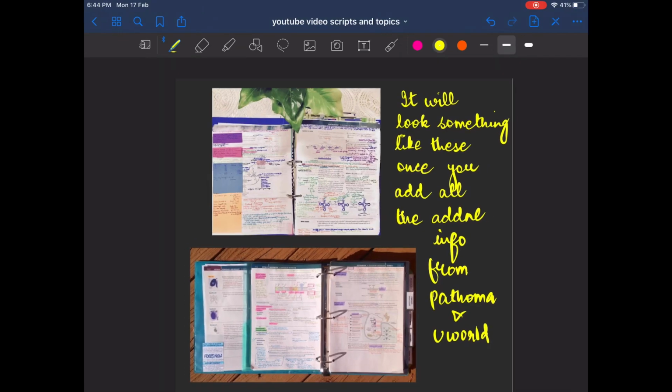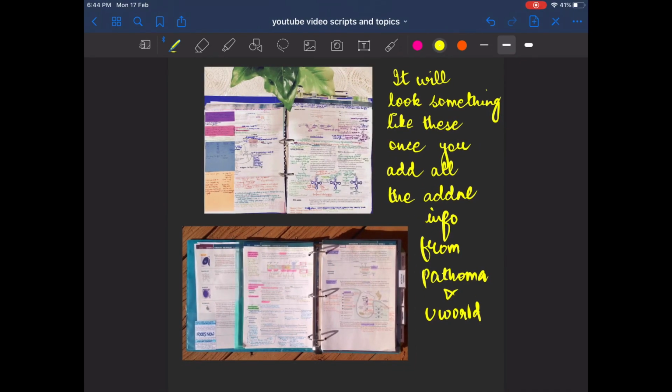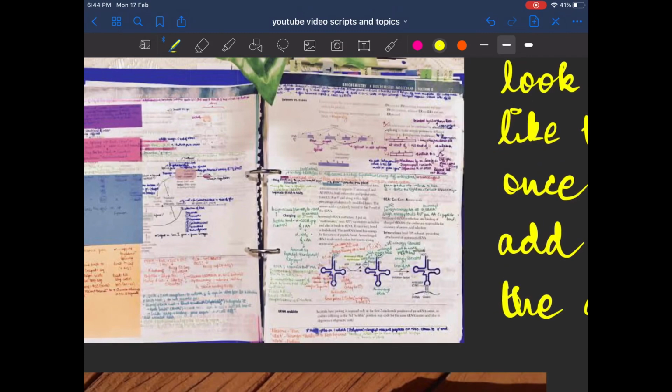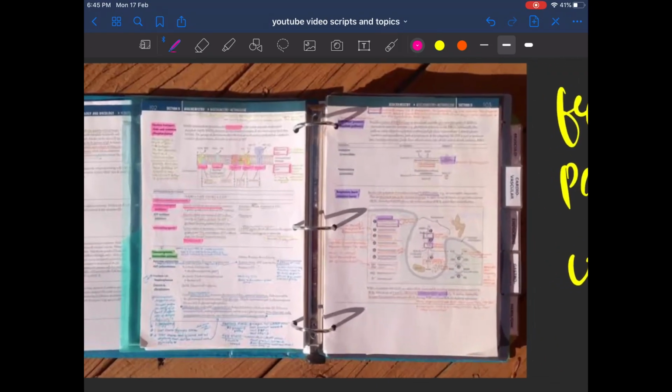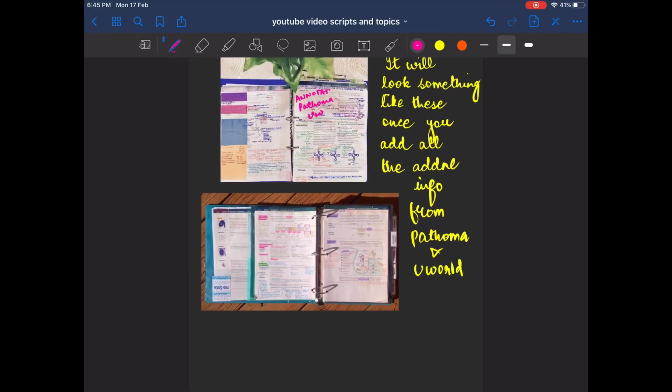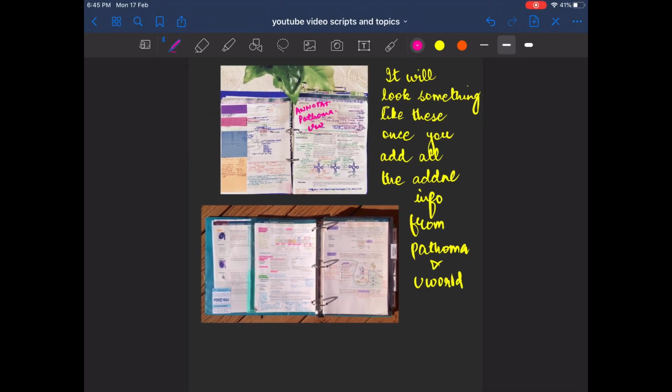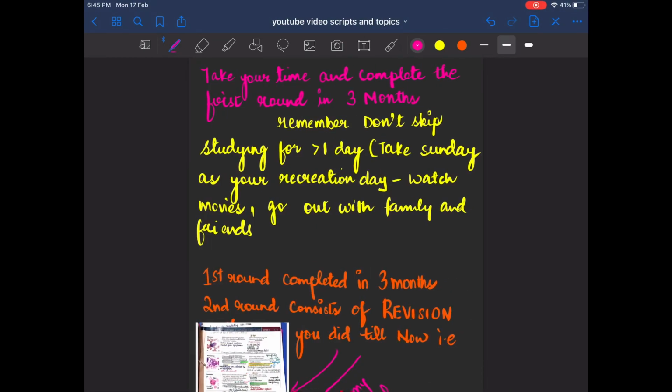At the end of the day, at the end of your strategy, your book will look something like this. Basically, this is called annotated First Aid. It has annotations from Pathoma, and it has annotations from UWorld. So this is the book you're going to make, and this will be your Bible for the rest of your preparation strategy. It will look something like this. Now coming on to the next slide, take time and complete the first round in 3 months.